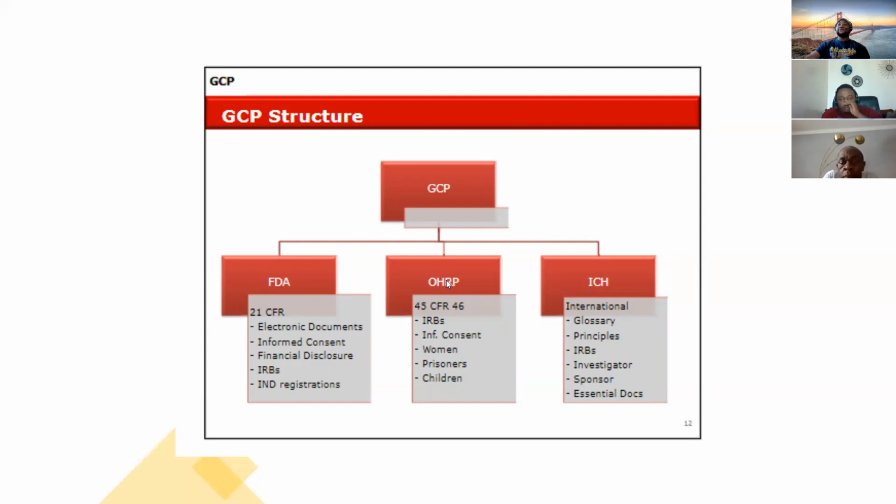We have the Office for Human Research Protections. So it's another office that implements the protection of human research participants. Now, what is their conduct? They make sure that they review the IRBs, which are the institutional review boards. They review the informed consent. They're also looking at the involvement of women in research. They're looking at the involvement of prisoners in research. They're also looking at how children can be participants in research.